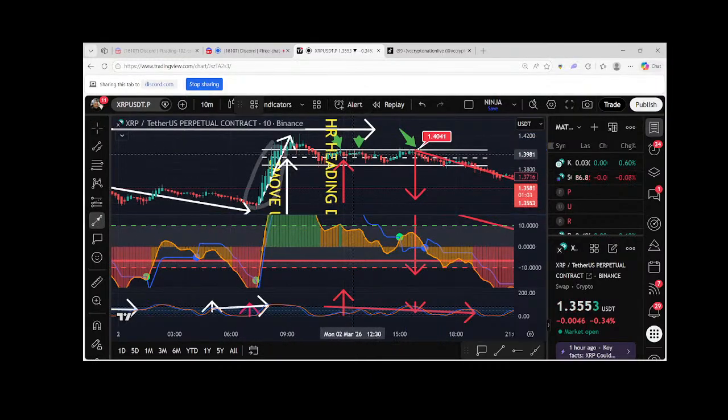Here's the 1 hour headed down. What do we need? We need a pullback. What do we need from a pullback? We need the bounce. What happens after the bounce? 1, 2, 3.